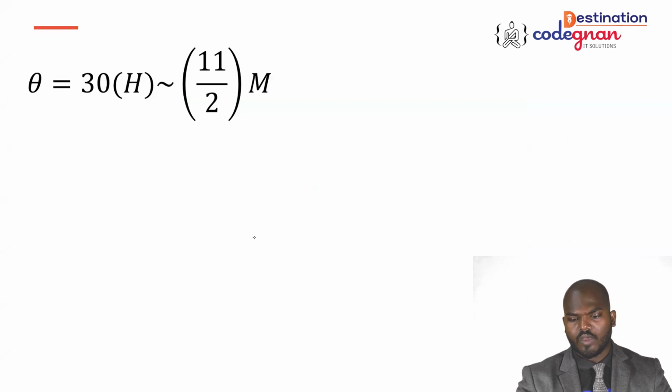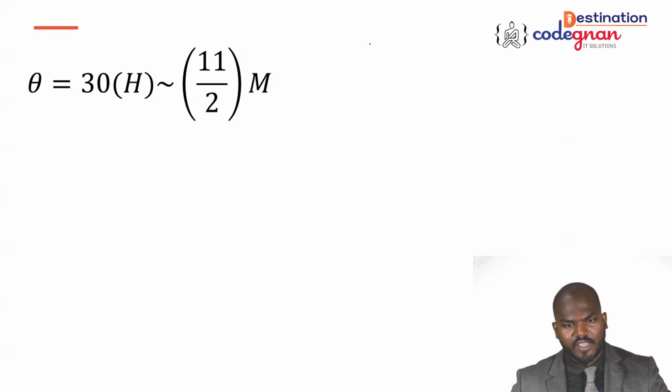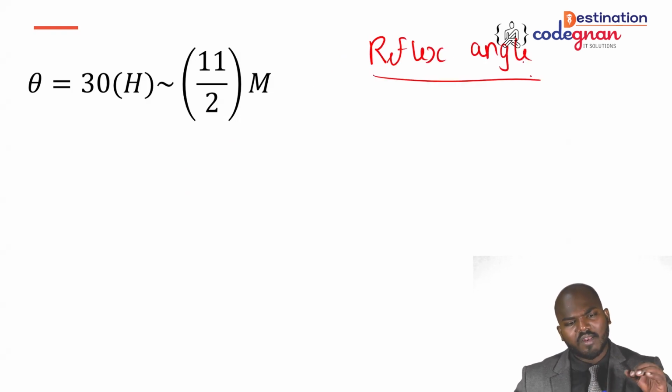Sir, what is this? Because we have one more thing that we call the formula. This is very important here. So if you see this, this is the formula. We call it the reflex angle formula. In the clock, this is the only formula that plays a role here. So theta means the angle with respect to the clock.